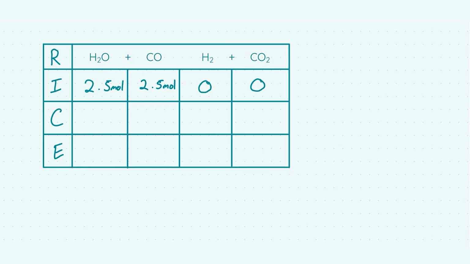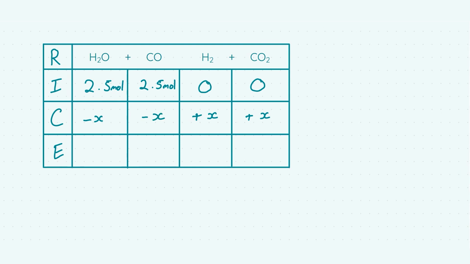And then we have to look at our change. So what is changing? Since these are all in a 1:1:1:1 ratio, it's nice and easy in this case. So we don't know how many moles of hydrogen and how many moles of carbon dioxide we're going to have at the end. So we just assign a random value for these, which we're going to call x. So if we say that hydrogen gets 1x moles and carbon dioxide gets 1x moles, then water and carbon monoxide are going to have to lose that amount of moles. So water will lose x, and so will carbon monoxide.